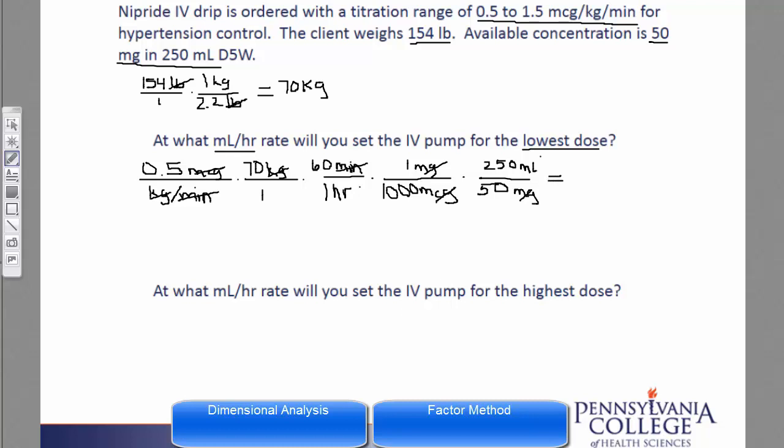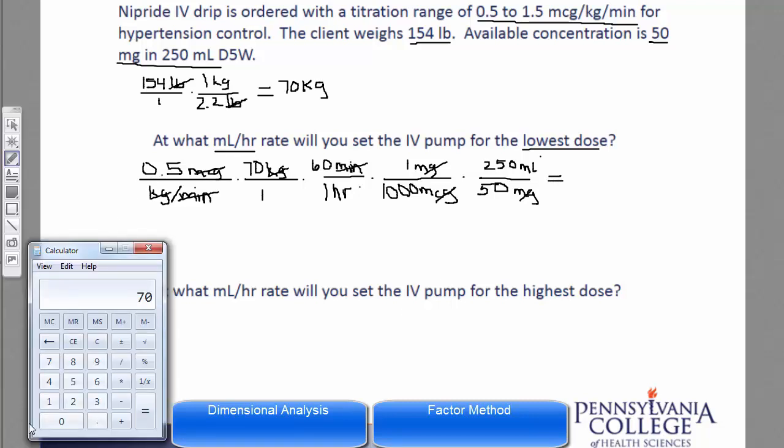So I'm ready to go to my calculator. Starting at the beginning of my problem, 0.5 times 70 times 60 times 250. Then I'll divide by everything that's on the bottom of my fraction, so divided by 1,000 and divided by 50. I have my final answer of 10.5 milliliters per hour. Milliliters per hour is normally rounded to tenths, and this answer came out to the tenths, so no rounding is necessary.